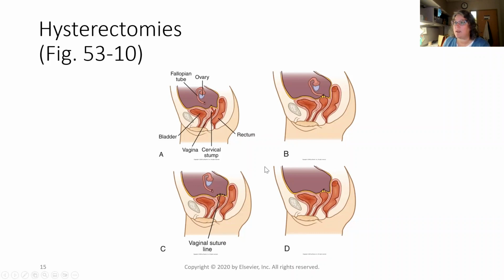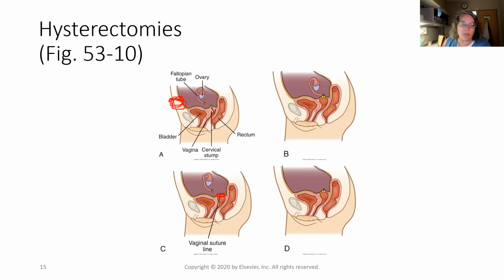There are times where the doctor or the surgeon, depending upon their preference, can either use an approach this way and go in through the lower abdominal wall, or they can remove the uterus through the vagina. So that's the two differences between the two approaches. And then B is a total hysterectomy.